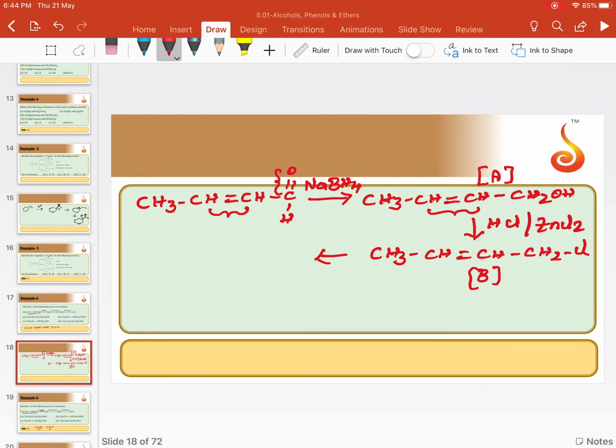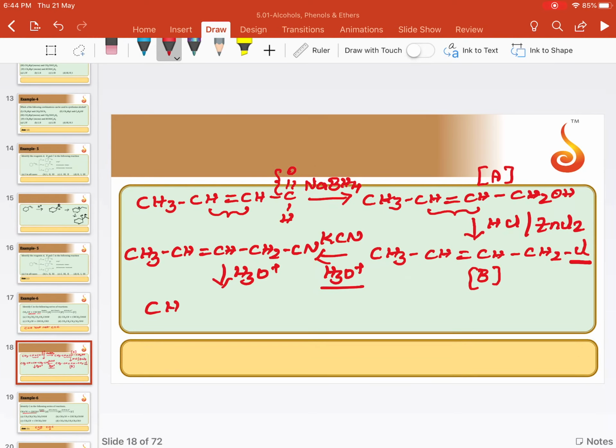This compound is now treated with KCN followed by hydrolysis. We know when an alkyl halide is treated with KCN, Cl will be replaced by CN. So what will I get here? CH3CH=CH CH2 and Cl will be replaced by CN. This on hydrolysis, when cyanide is hydrolyzed, you will get carboxylic acids. So this is the final compound obtained here.